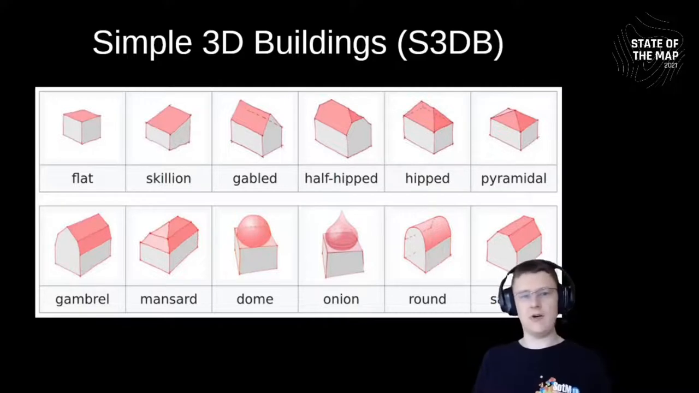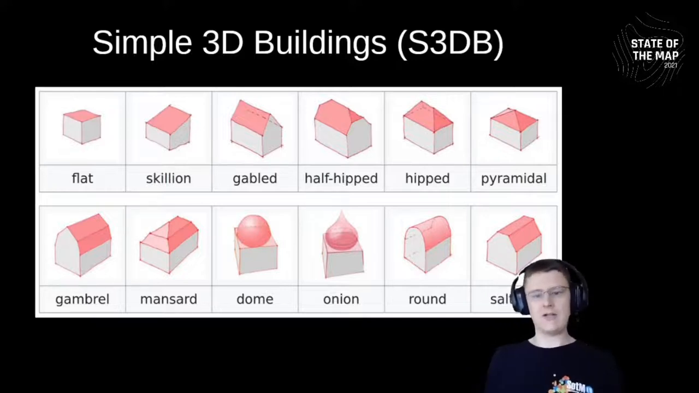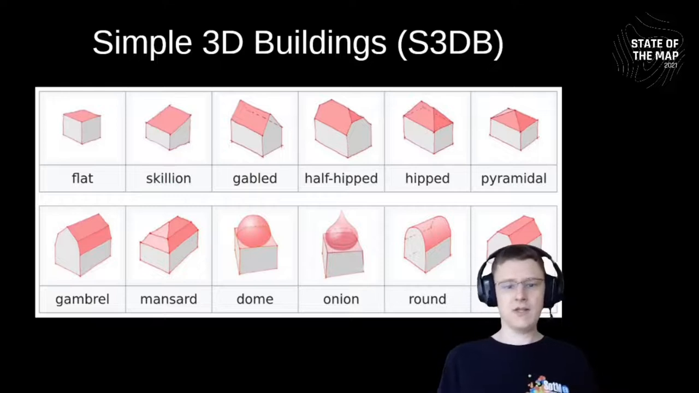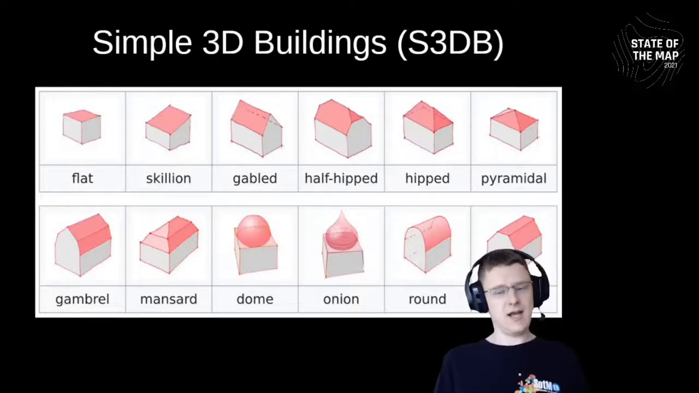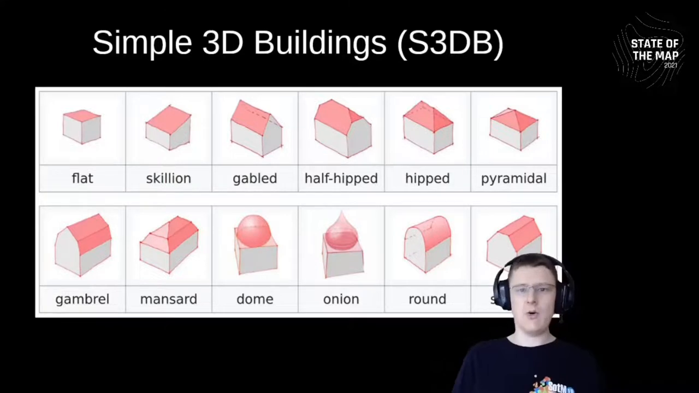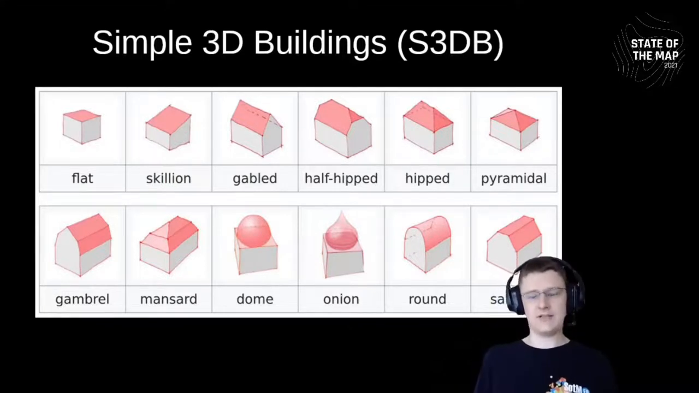Building areas or building part areas to describe them in further detail. This slide shows roof shapes, which can be tagged with a simple roof shape equals flat or skillion tagging. But there's a list of other tags that is part of Simple 3D Buildings as well, such as tags for the height, the number of levels, the material, or the color of a building or building part.